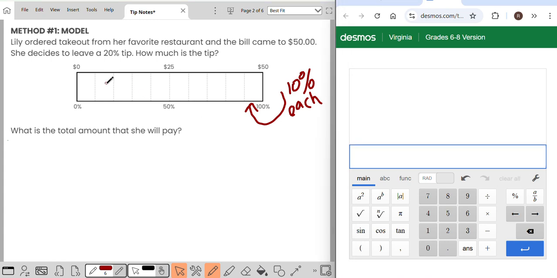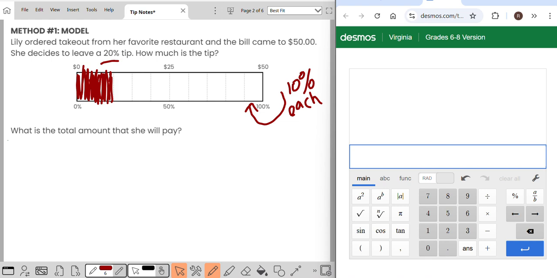All right, let's get to the problem now. It says Lily ordered takeout from her favorite restaurant, and the bill came to $50. She decides to leave a 20% tip. How much is the tip? Is the first question. So let's answer that first. Well, if she's going to leave 20%, this is 10, this would be 20. That's 2 of those blocks. We know each one is 10%. So how can we find out what their value is?